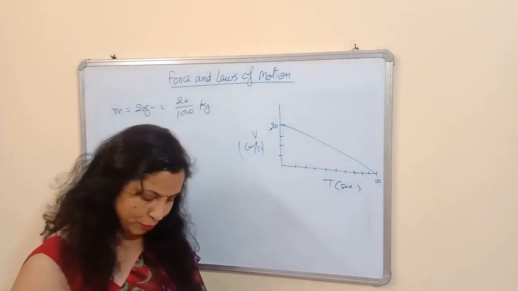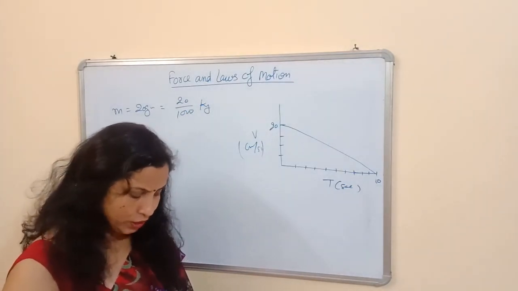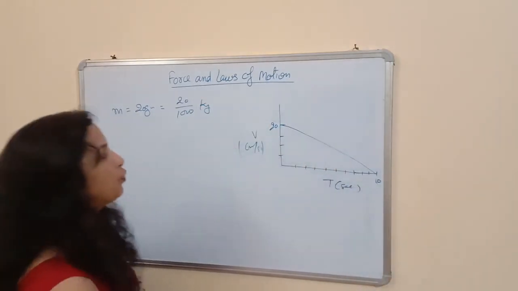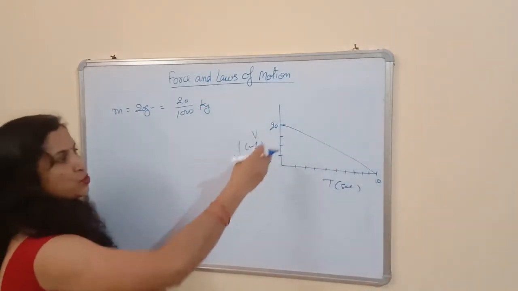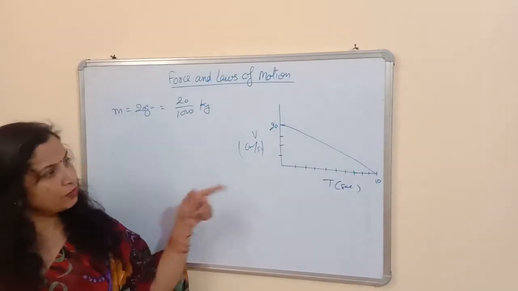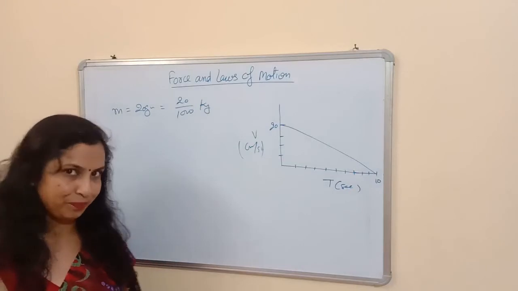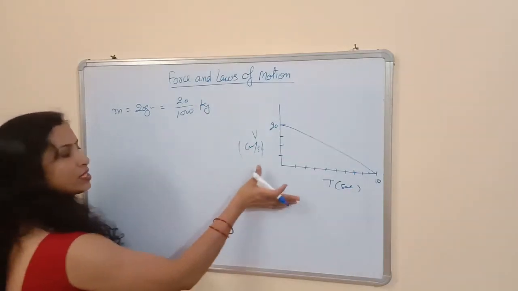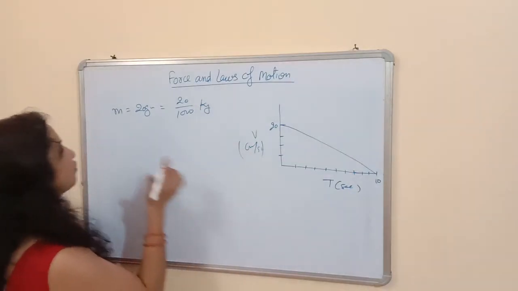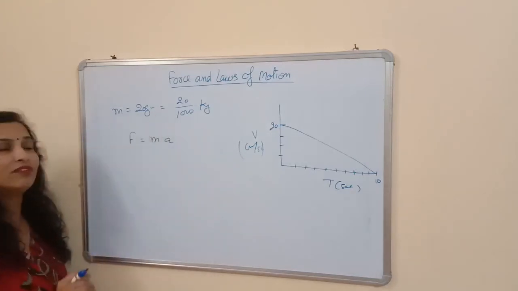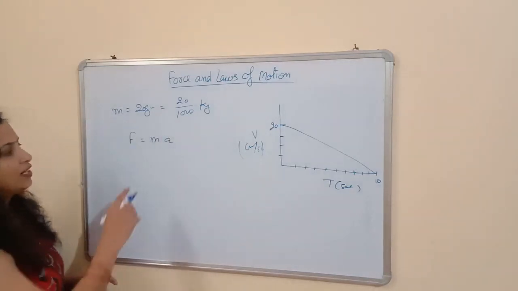You have to find how much force is exerted on the ball to bring it to rest. If you want to bring a ball which is moving with a velocity of 20 meters per second to rest, then how much force do you have to apply here? From this graph we can find the acceleration. For finding the force applied, we know that F is m into a. We know the value of mass. Then how will you find the acceleration?